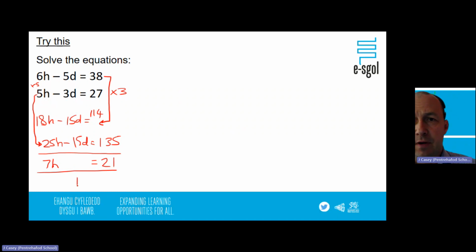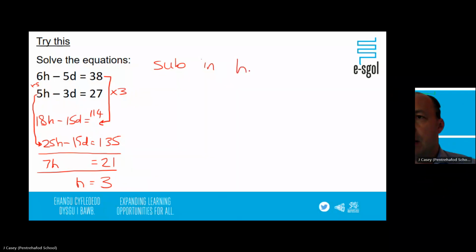Divide both sides by 7. The value of h is 3. So I'm going to sub in h equals 3. I'm going to choose any equation I want really, and you could choose one of the bottom ones. I mean, I wouldn't. I choose one of the top ones. But I'm going to choose this top one here. So 6h, which is 6 times 3, which is 18, minus 5d equals 38.